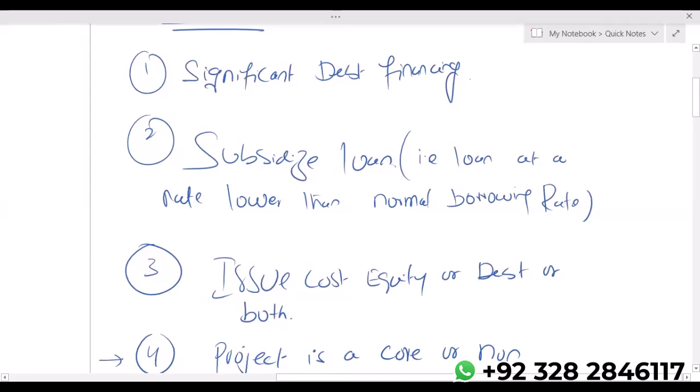For example, while reading the question, if you come to know that there's significant debt financing, a subsidized loan, and issue cost, it means you will go towards APV. Another scenario where these conditions are workable: sometimes the examiner writes in the requirement, use a suitable investment appraisal technique for financial acceptability. These conditions will help you, and you calculate APV.